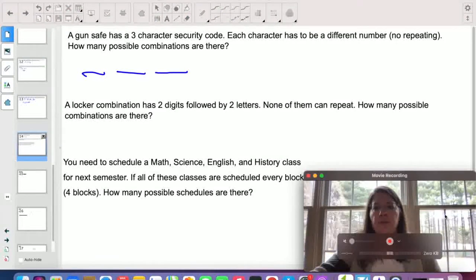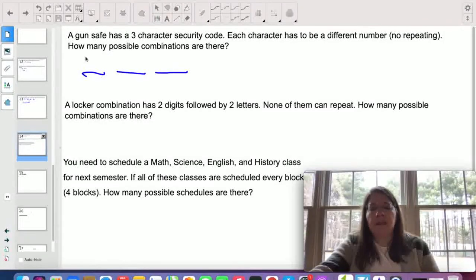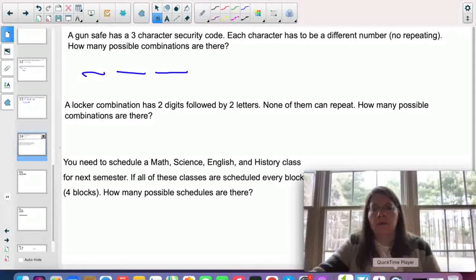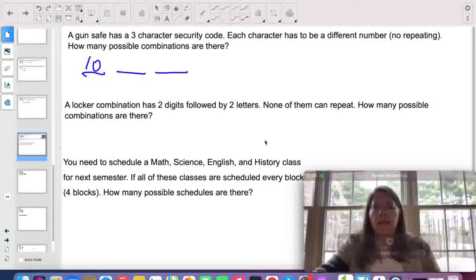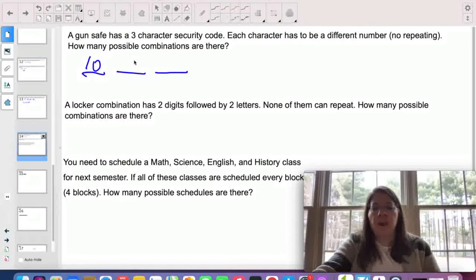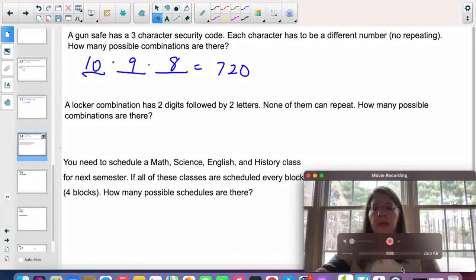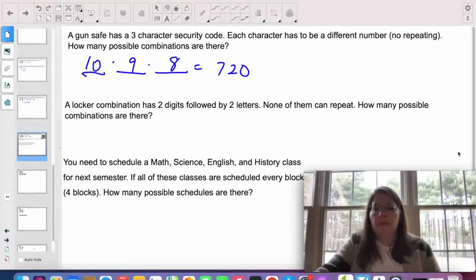For the first digit, we have a possibility of 10 digits to choose from. Since these cannot repeat, the number that we have to choose from for each of them has to go down by 1 each time. So this one we have 9, and in the last one we have 8. Then, to figure this out, all I have to do is multiply these 3 numbers together. So we have a possibility of 720 possible combinations.